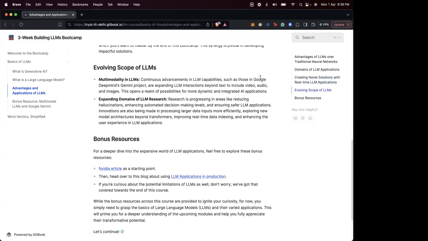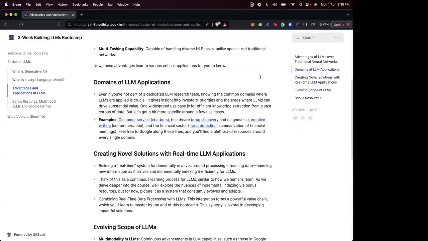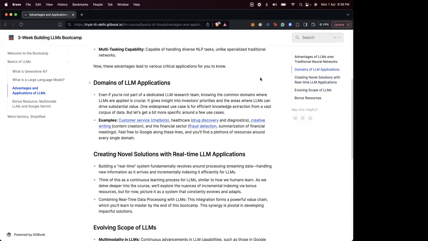And the evolving scope obviously contains multimodality. So does anyone know what multimodality is? Can someone define multimodality?